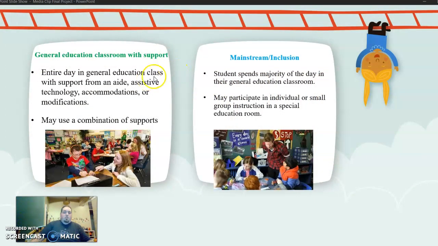So the general education classroom is the ideal least restrictive environment. In this classroom, we can provide different types of supports, whether they come from an aid, assistive technology, accommodations, modifications, small group work, peer tutoring, or whatever it may be, whatever can help them stay as much as possible in the general education classroom. And they may use one of these, they may use a couple of them, or they use a combination of all of them.